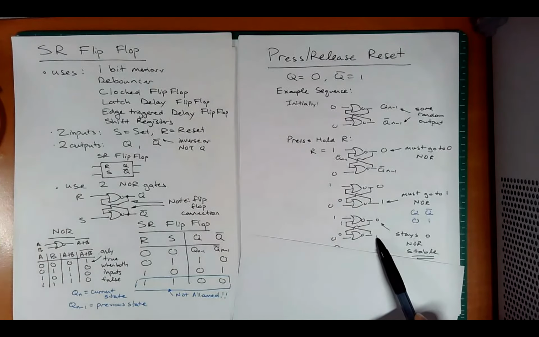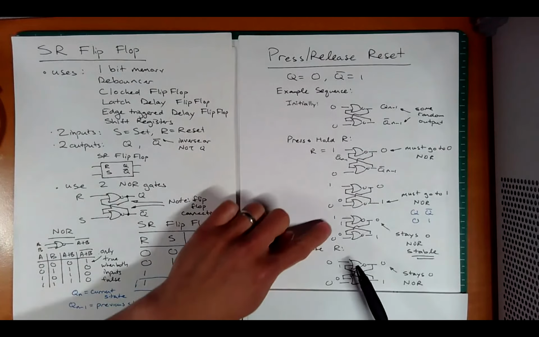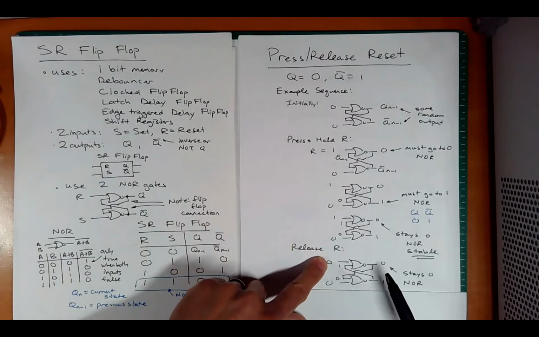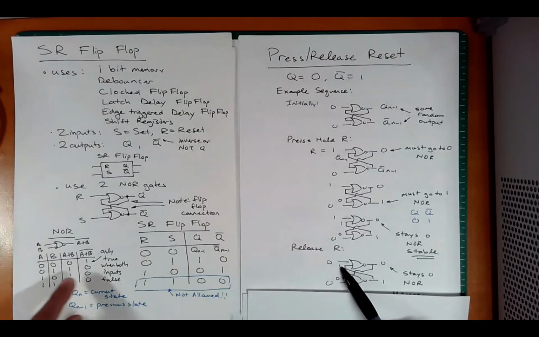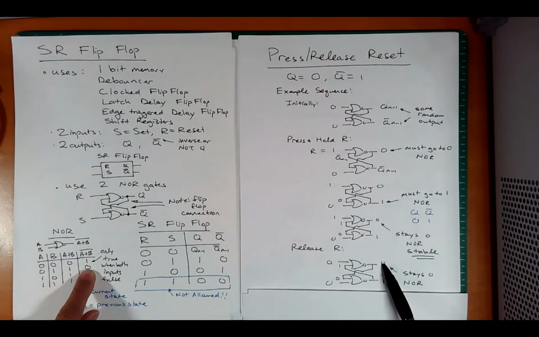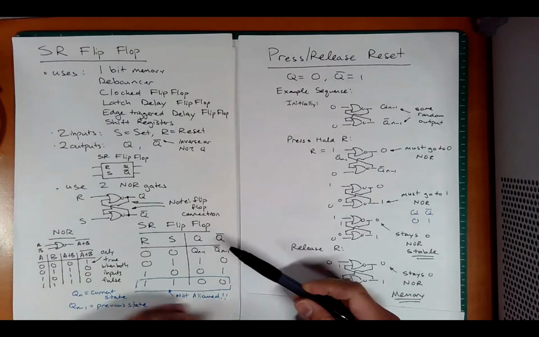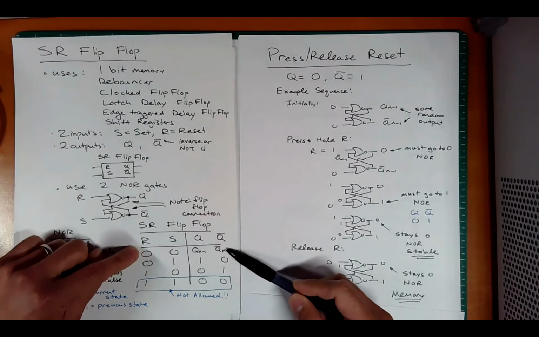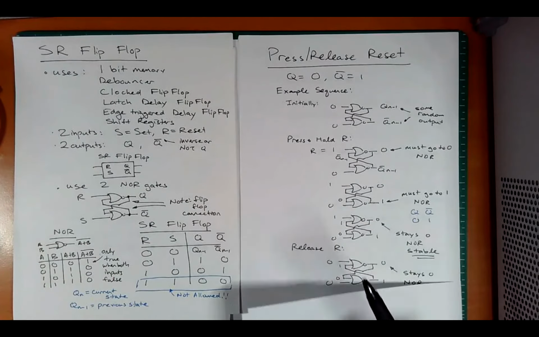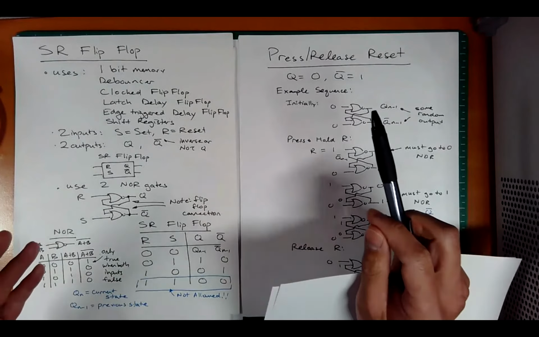Now, if I release R, so I go back to 0 and 0, what happens? If I release R, this now becomes 0. Okay, then what? 0, 1 stays 0, good. And the 0, 0 on the bottom stays 1. Excellent. So again, the memory action is taking place. So I bounce between here, there, and back. Excellent. Okay, so that's the set and reset.